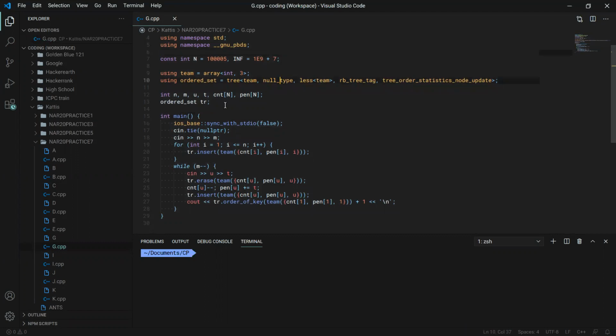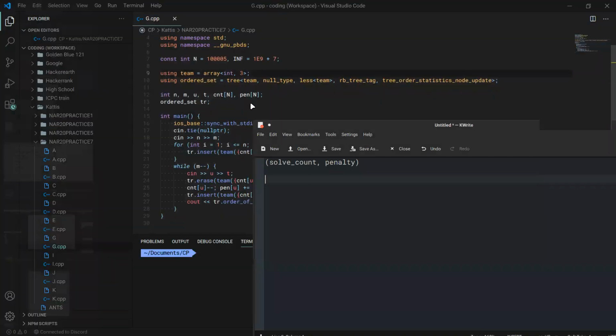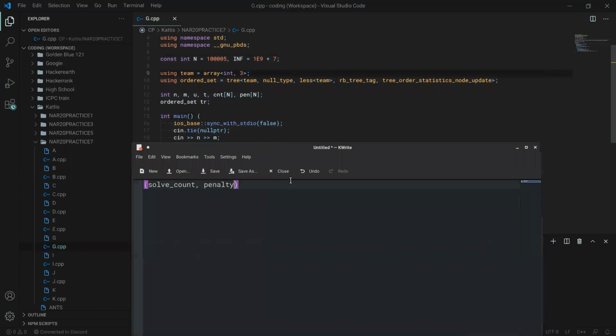So yeah, for this problem, I have a team as a triple of properties, the third one being the team index. That is because it can happen that two teams will have the same solve count and the same penalty. So in order to make all of the pairs distinct for the policy-based data structure to work properly, I introduced the team index to make sure every element is different.